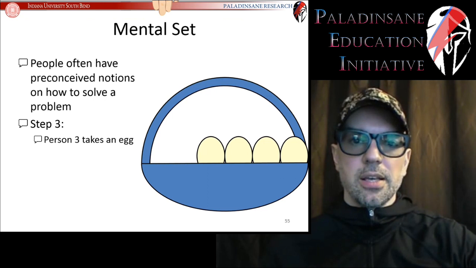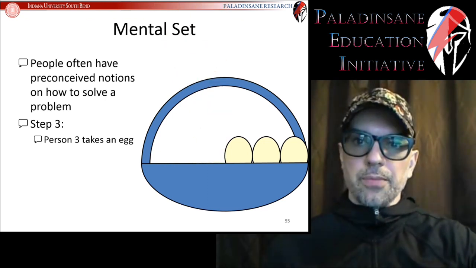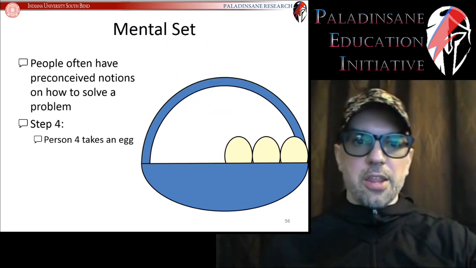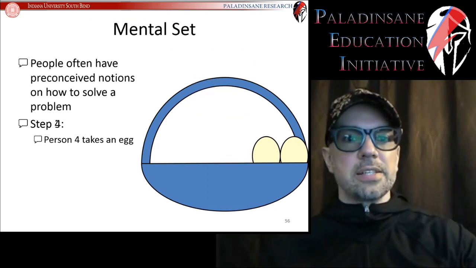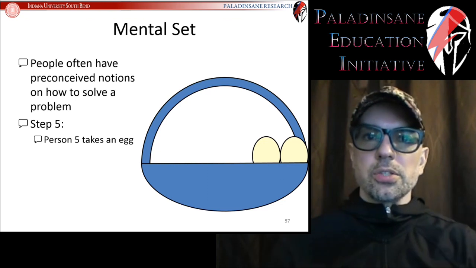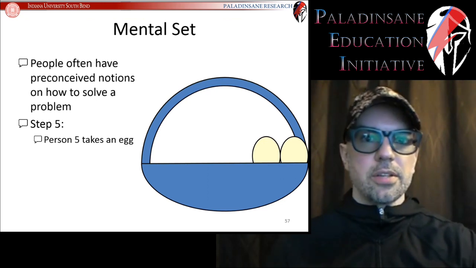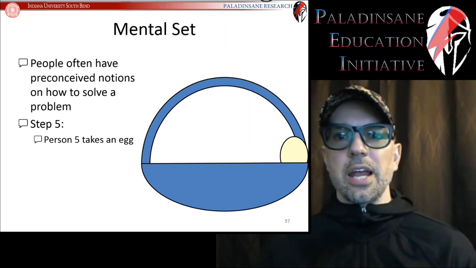Person 3 takes an egg. We're even closer to our goal. Person 4 takes an egg out of the basket. We're even closer to our goal. Person 5 takes that egg out of the basket. We're even closer to our goal. Person 5 takes an egg out of the basket.